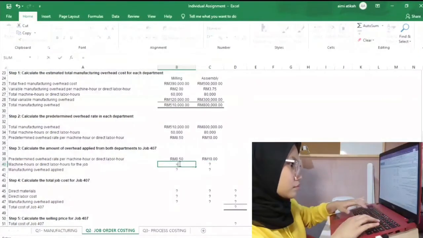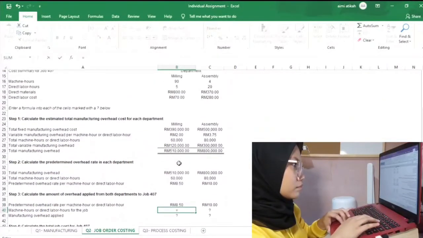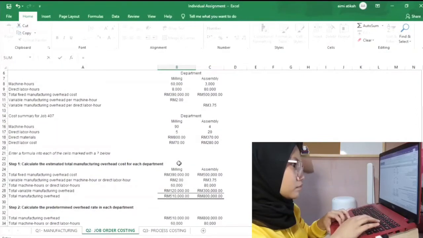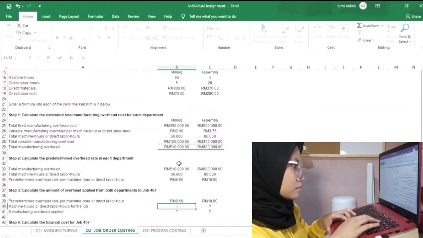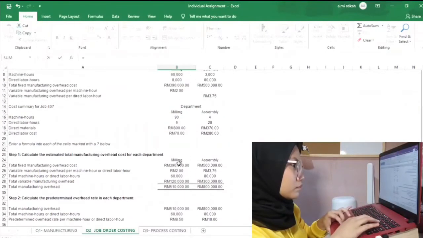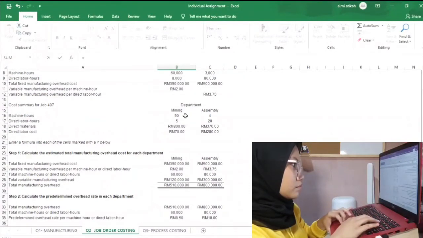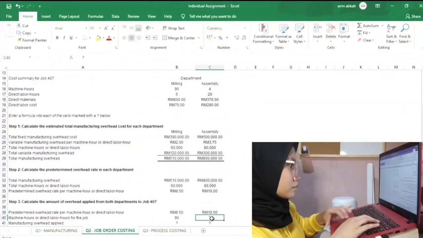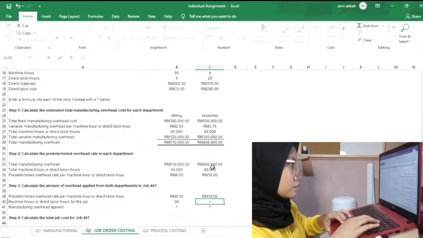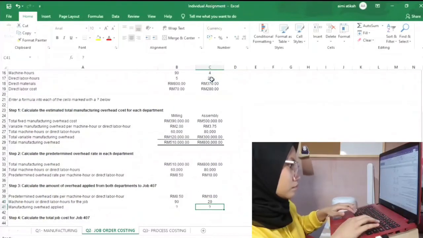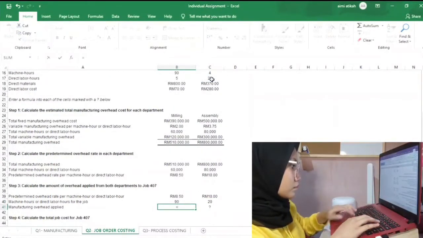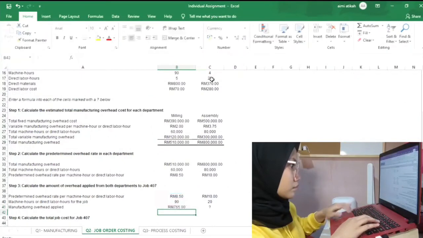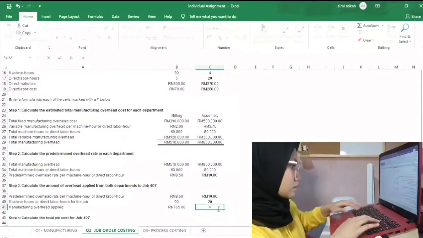Step 3, determine the overhead rate per machine hour for milling and the overhead rate per direct labor hour for assembly. For machine hours for the job for milling, and direct labor hours for the job for assembly. And for manufacturing overhead applied, I will take the predetermined overhead rate times machine hours for milling, and likewise for assembly.